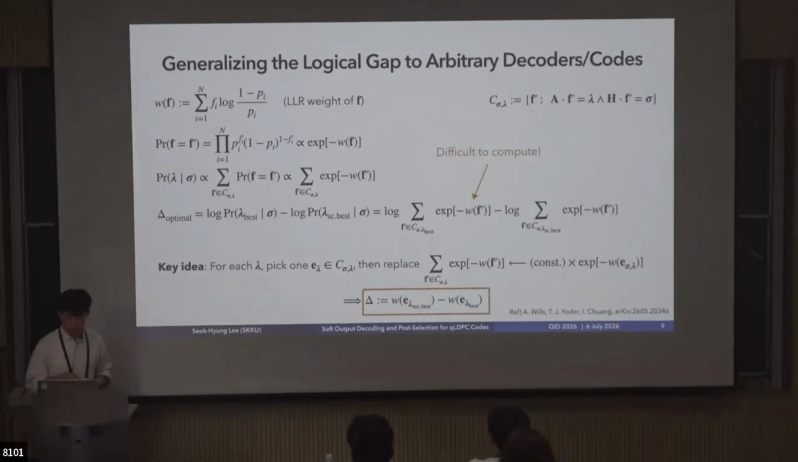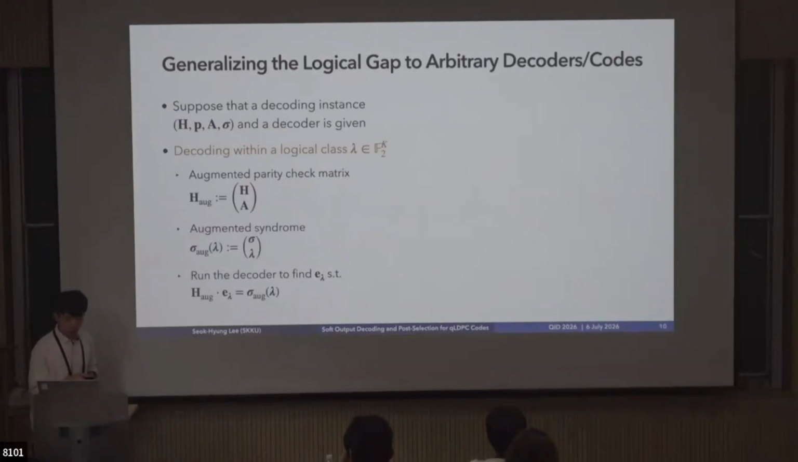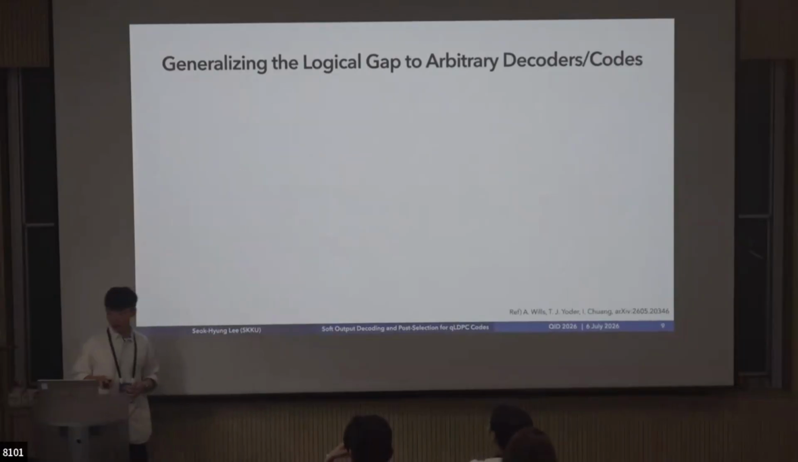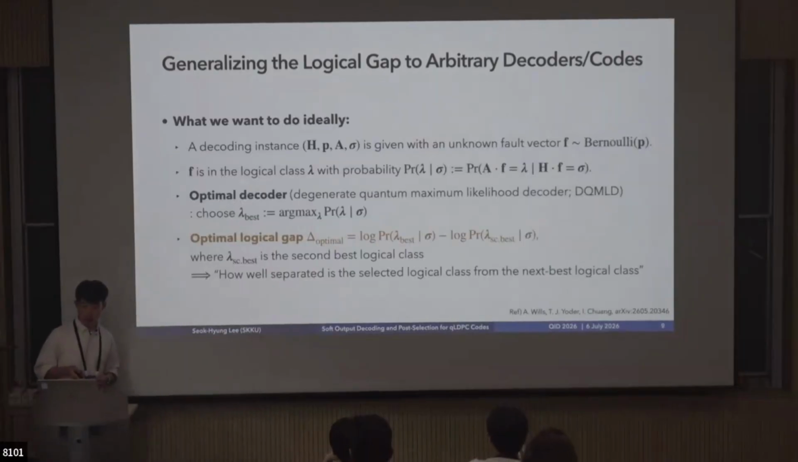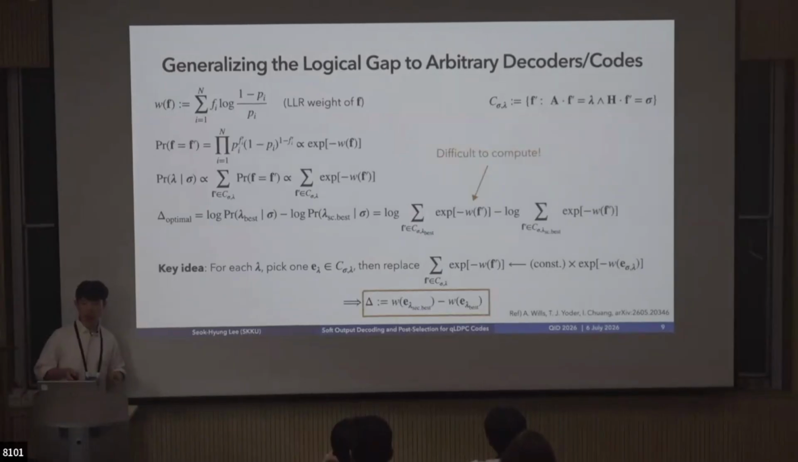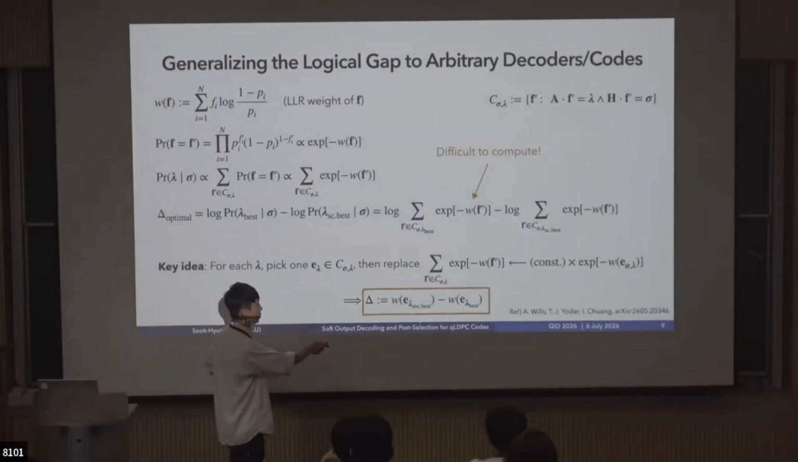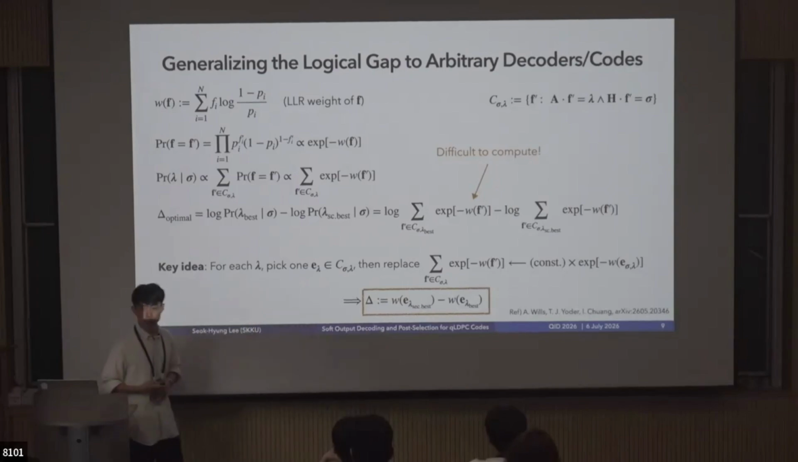So let's then see how we can obtain this approximated logical gap, just the weight difference between the best correction and the next best correction in an alternative logical class.